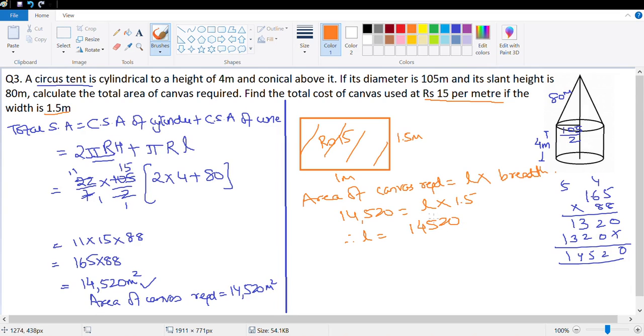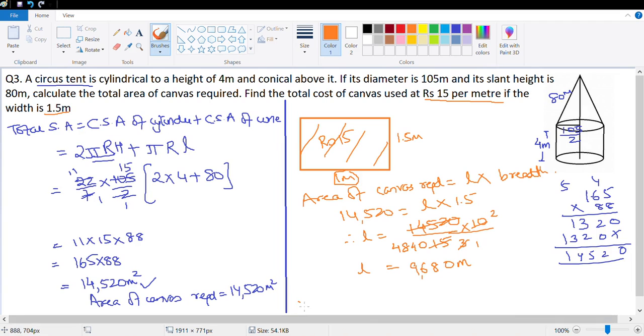Therefore length would be equal to 14,520 divided by 1.5. Let's remove the decimal, multiply it with 10. That's 145200 divided by 15, which gives 9,680. So length required will be 9,680 meters. So the length here, which is 1 meter, costs 15 rupees. So 9,680 meter will cost how much?